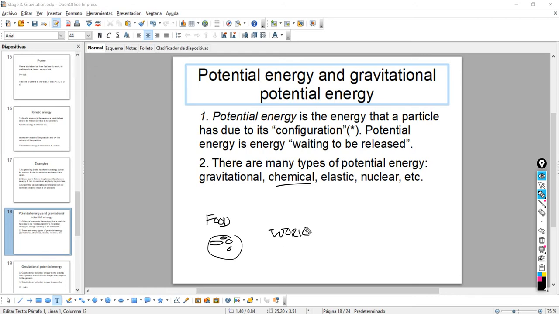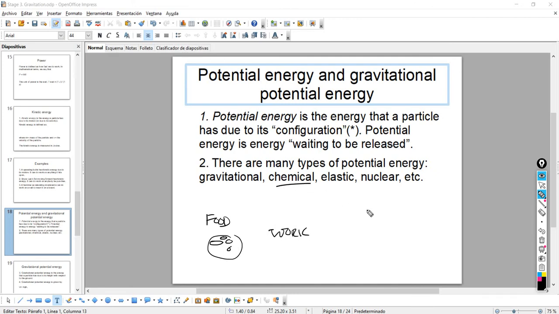You can do work on whatever thing you have, right? It's going to allow you to move things around and so on. If you don't eat food, guys, you cannot do work. You cannot apply forces on anything. You see? So that's chemical potential energy.